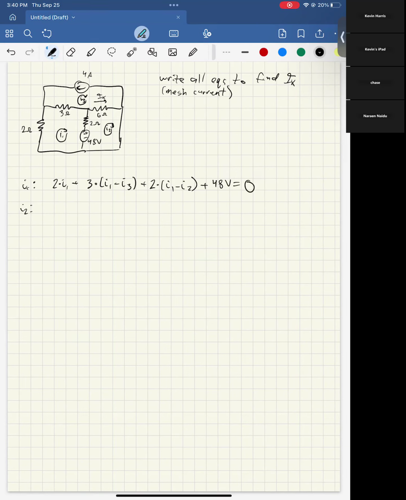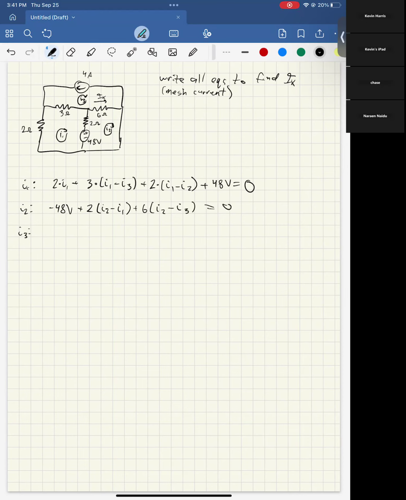For I2, we're going to start with that voltage source. Now it's going to be in the other direction, so it's negative. Same with that 2 ohm resistor. Now it's going to be 2 times I2 minus I1 instead of I1 minus I2. And then for the 6 ohm resistor, it's going to be 6 times I2 minus I3. And that's everything for that loop.